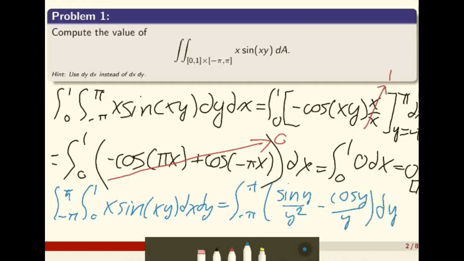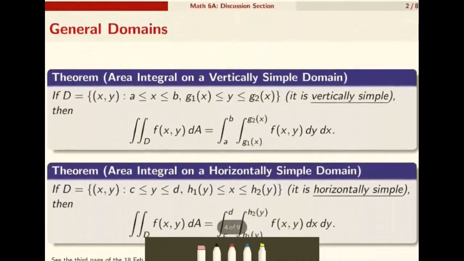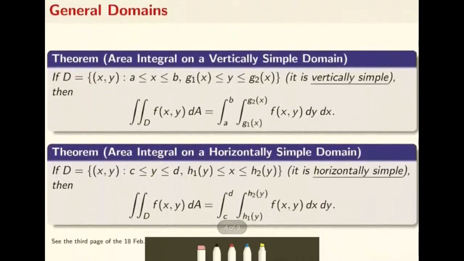So it's much, much harder to think about that ordering of variables. Alright, so that was just sort of a simple domain.